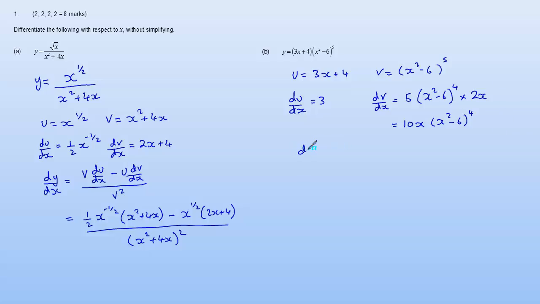Now for a product, dy dx is v du dx plus u dv dx. So that's going to be this one times this one, so that's 3 x squared minus 6 to the power 5. This one times this one is going to give us 10x, 3x plus 4, x squared minus 6 to the 4. And there's no need to simplify.